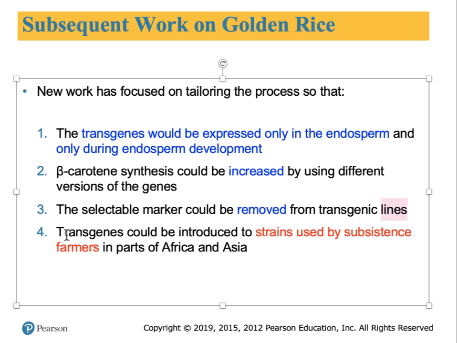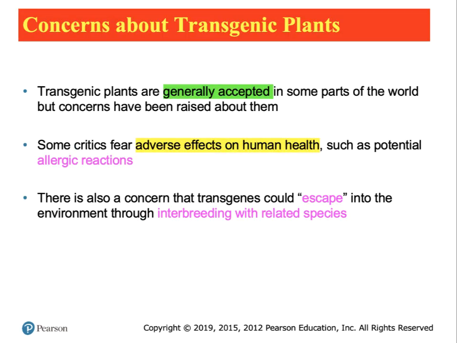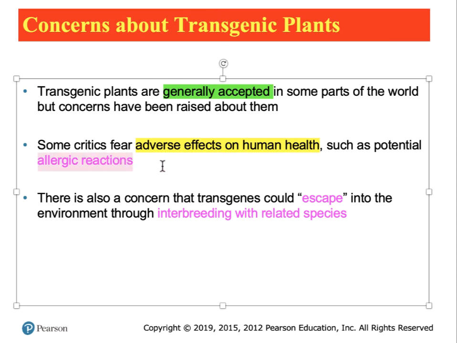And finally, these transgenes could be introduced to strains used by subsistence farmers in parts of Africa and Asia. So those strains of rice are different to the ones that the golden rice project engineered. Transgenic plants, like any other type of transgenic organism, have raised moral, ethical, and legal concerns. Some people fear that human health may be affected by an increase in allergic reactions and asthma, and others fear the escape of these transgenes into the wild populations, especially our food plants.